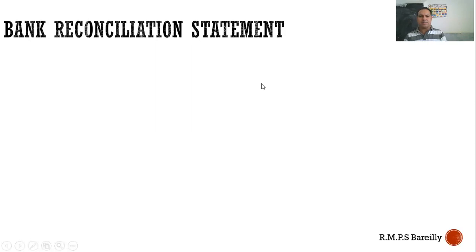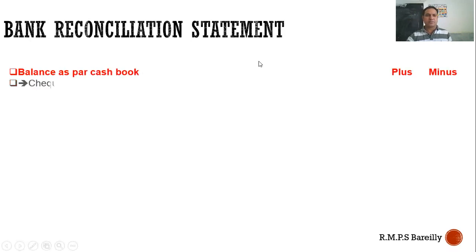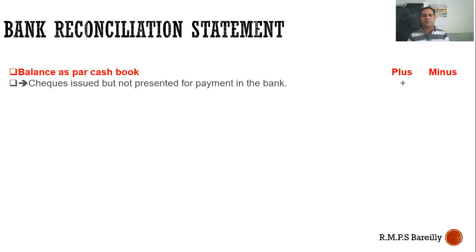Here is the format of the bank reconciliation statement when the balance as per cash book is given. Balance as per cash book. The first transaction, check issued but not presented for payment. Whenever you issue a check, it is deducted from the cash book, but it is not presented at the bank, so it is not deducted from the bank. So the balance of the bank is higher, so we will plus it.